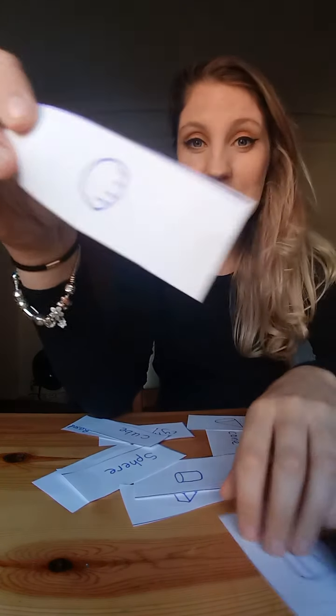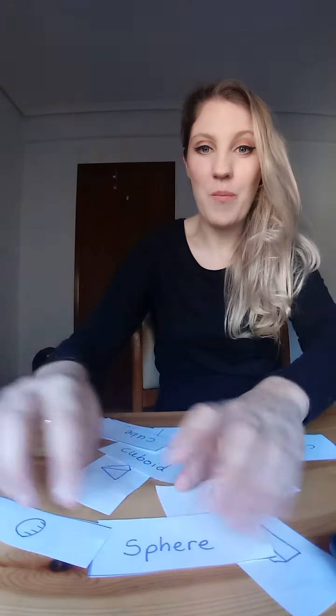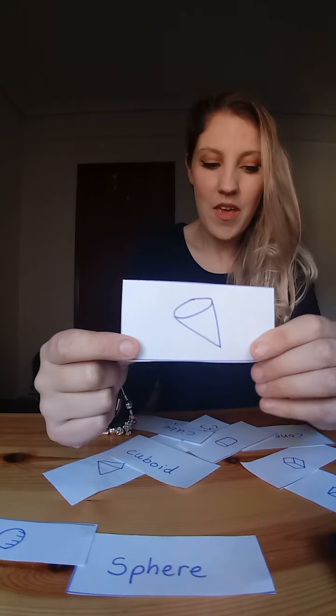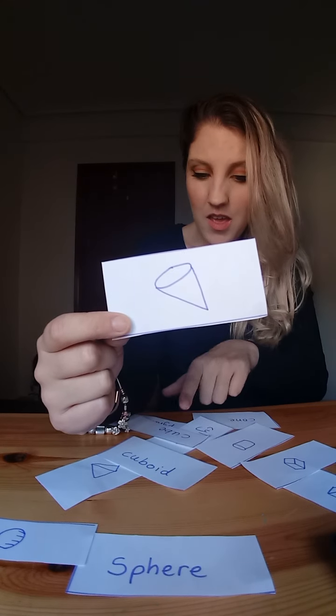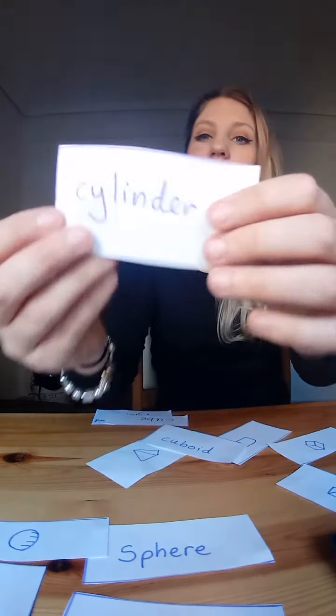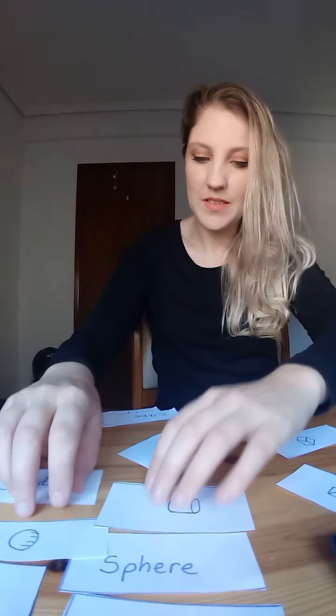So first of all then, I'm going to choose this one. This is a sphere. So I'm looking for the word sphere. Okay. All right, we'll put those two together. All right. This is a cone, isn't it? So I'm looking for a word beginning with K. Now I can see 4 here. Cube, cuboid, cylinder, cone. All right, so there's another pair. That's a tricky word. Cylinder. Okay, let's keep going.